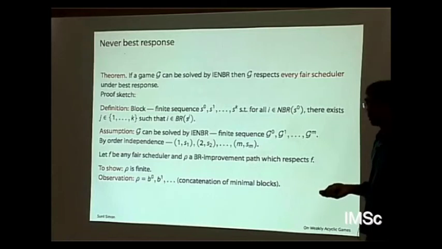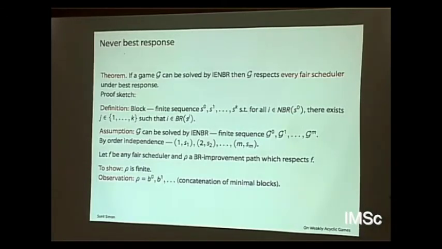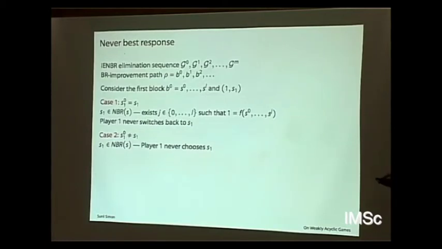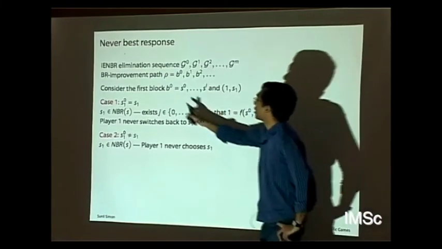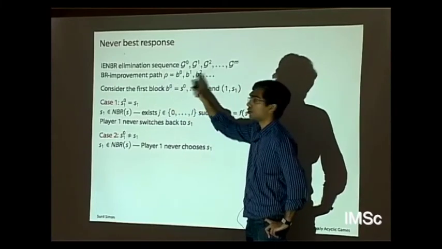So let's assume that F is any fair scheduler, and rho is a best response improvement path which respects this fair scheduler F. What do we have to show? We have to essentially show that this improvement path is finite. Then we are done, right? The first observation is that this improvement path can be split into blocks, minimal blocks. So it's essentially a concatenation of these minimal blocks. That's very easy to see. So you have this improvement path which is split into minimal blocks.